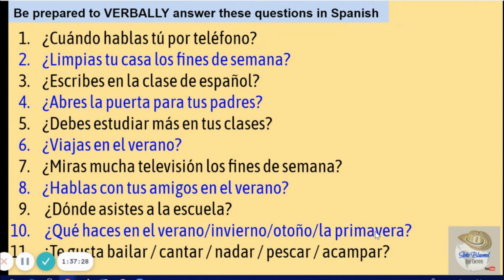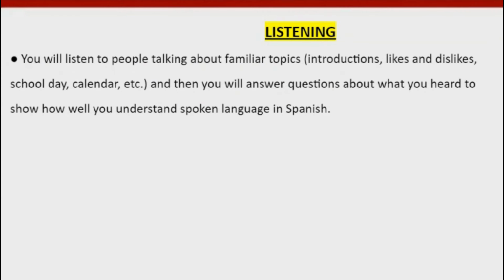¿Te gusta? So te gusta is do you like? That's when you are going to review the verb to like, gustar, in the video. So then te gusta bailar. Bailar is to dance. Te gusta cantar. Cantar is to sing. Te gusta nadar, to swim, pescar, to fish, and acampar, to camp. So you would say, obviously, sí, me gusta bailar, or no me gusta bailar, o me gusta un poco, o me gusta mucho.